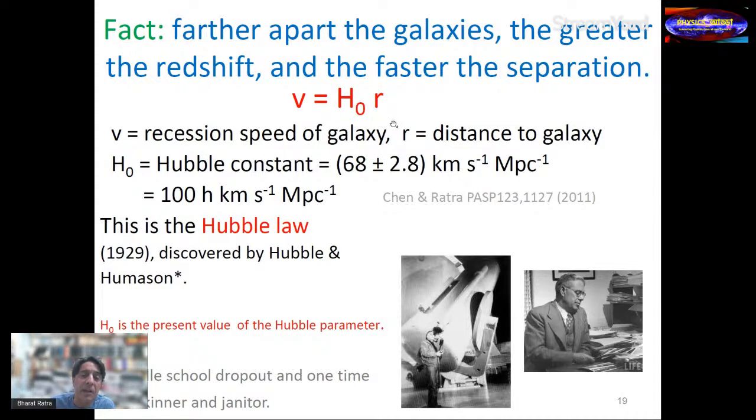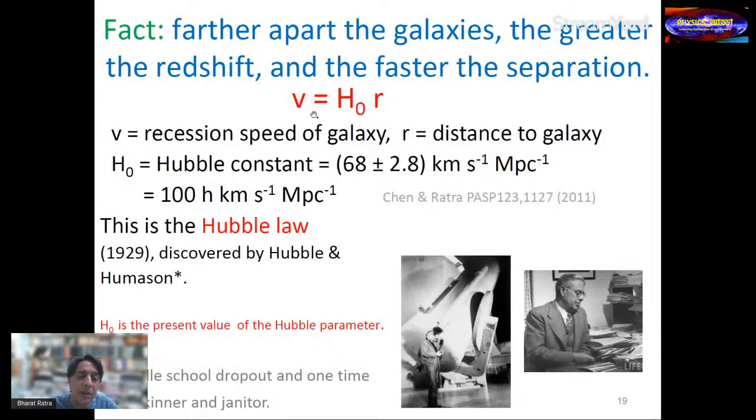And it's a linear relation. So if the galaxy was twice as far away from us, the speed of recession would be double. If it was 3 times as far away, the speed would triple. And the constant of proportionality is called the Hubble constant. And in the astronomers' units, it's about 68. And it's a little strange that the astronomers use these units, but unfortunately they do.